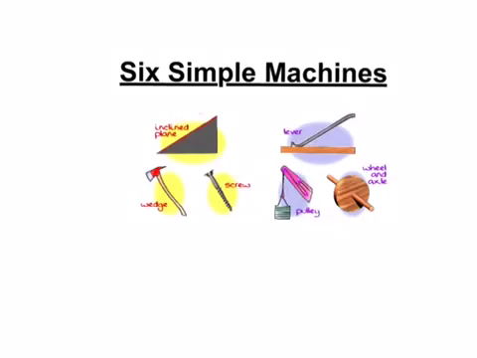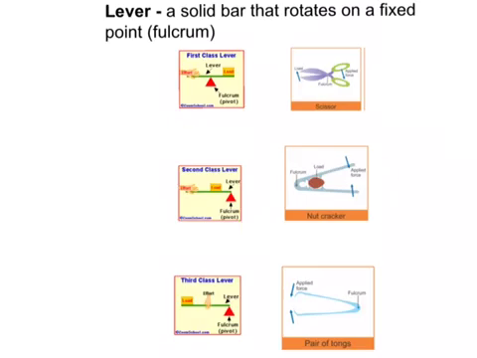First up is the lever. A lever is a solid bar that rotates around on a fixed point. That fixed point is called a fulcrum. And there are 3 different types of levers. So let's look at them one at a time.